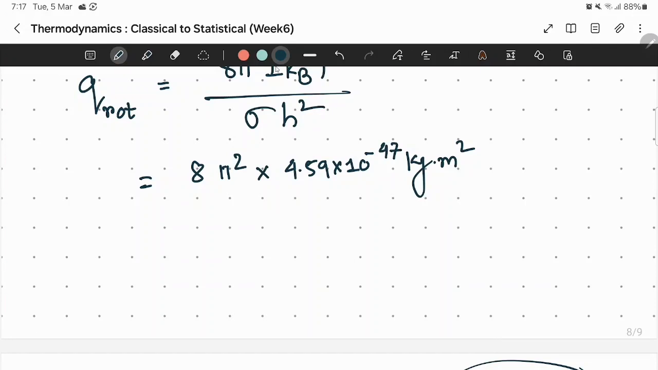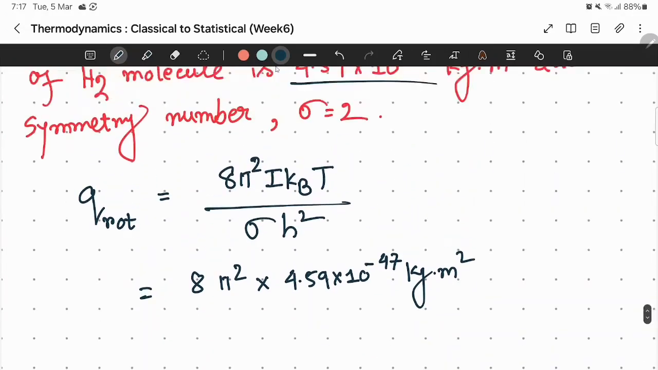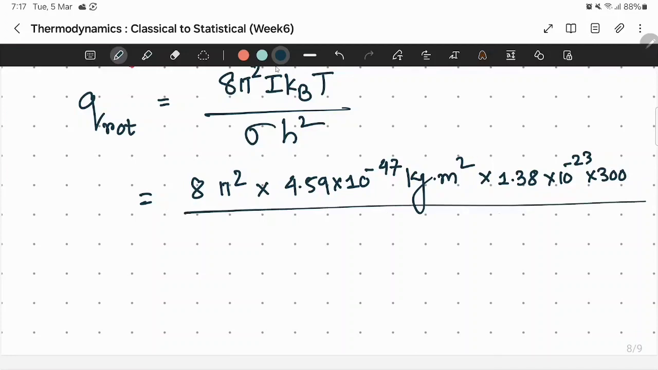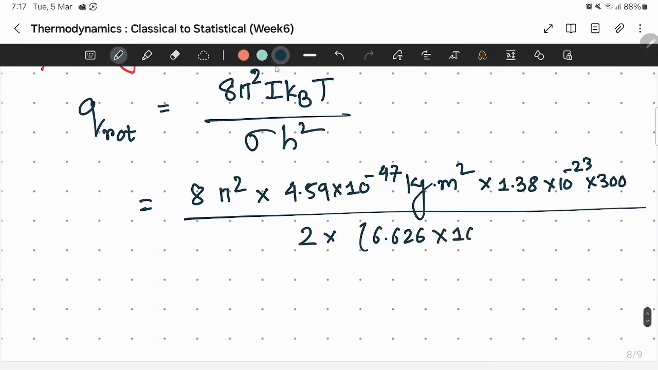Meter square. What is KB? KB we know 1.38 into 10 to the power minus 23 and T is 300 Kelvin. Unit you can balance. Sigma is just a number, 2, and h is 6.626 into 10 to the power minus 34 joule second. I'm not going to do the unit; you can do it. You have to find out the unit of KB, I, T and h.